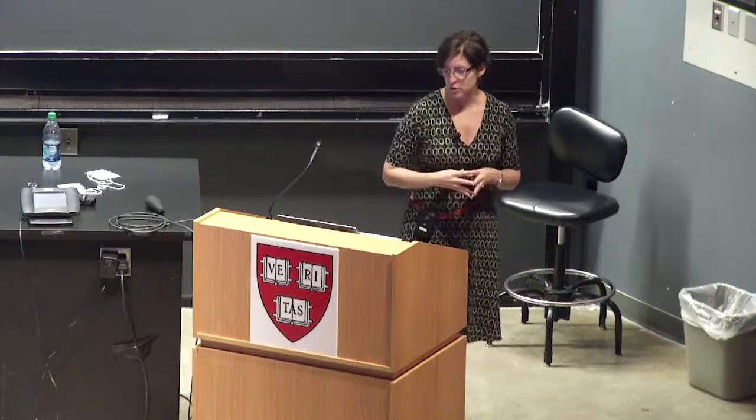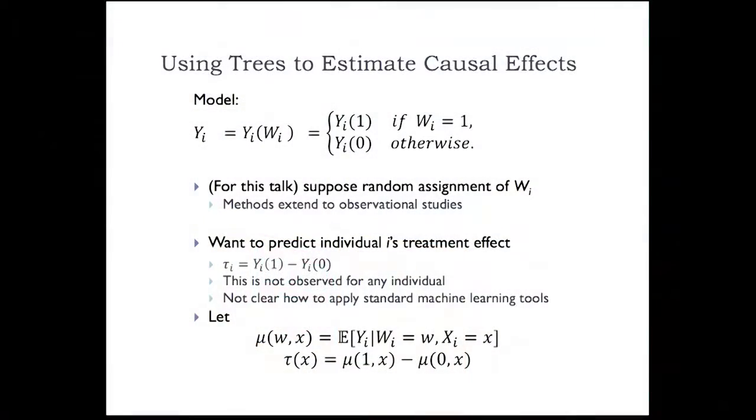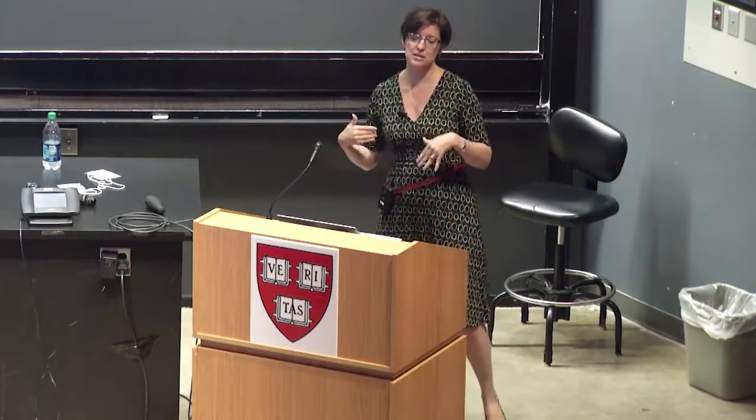So now let's think about using trees to estimate causal effects. I'm going to have yi be my potential outcome function. Just for the talk, I'm going to focus on random assignment of the wi, but it's easy to extend to observational studies under the assumption of unconfoundedness. And we have another version of the paper for instrumental variables. We want to predict individual i's treatment effect, tau i, and it's not observed for any individual. So we can think there's a big regression function, mu of w, x, which is just the average outcome conditional on w and x. And tau of x is the difference between that function evaluated at w equals 1 and w equals 0.